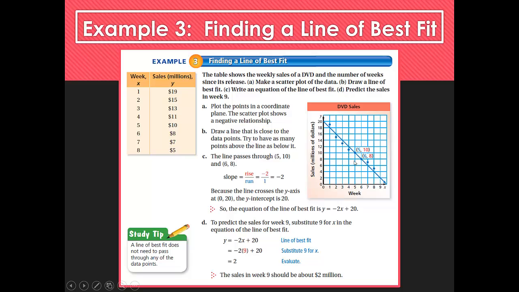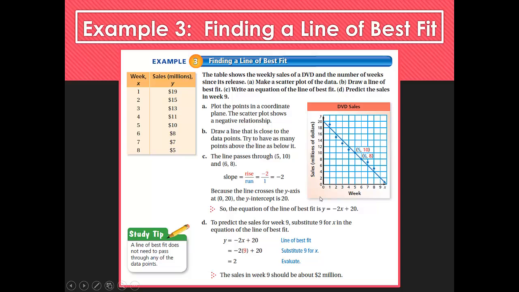5, 10. 6, 8. 7, 7. And 8, 5. So first we plot our data. The scatter plot shows a negative relationship because as X is increasing, Y is decreasing.